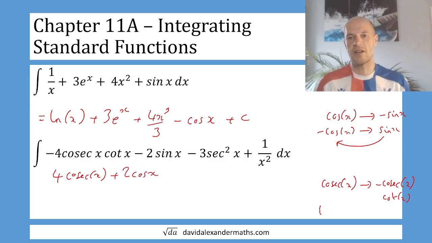Sec squared x, we just need to remember, and these are given on your help sheet as well. Tan x integrates to sec squared x. So sec squared x integrates to tan x, that's going to be minus 3 tan of x.